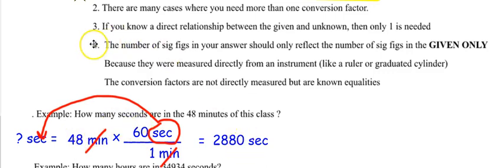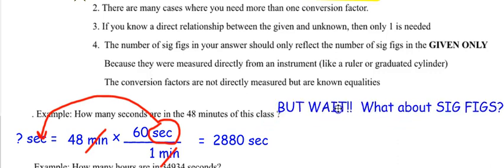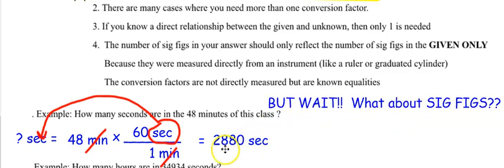Now, what does number 4 say? The number of sig figs in your answer should reflect the number of sig figs in the given. All right, so I'm right, but what else? Sig figs. All right, that's not my answer. Not yet. How many sig figs are here? 2. How many are here? 3. Because I have to worry about sig figs, my answer is actually 2,900 seconds. I had to round to 2 sig figs. If my given has 2 sig figs, my answer must have 2 sig figs. Well, let's look at the next one.